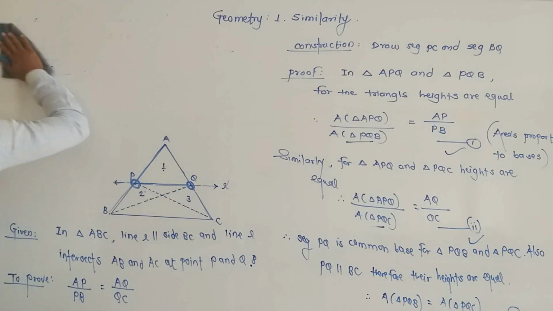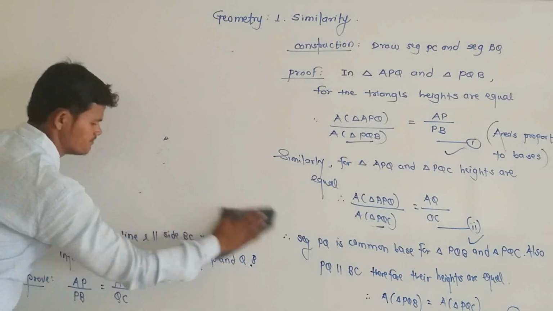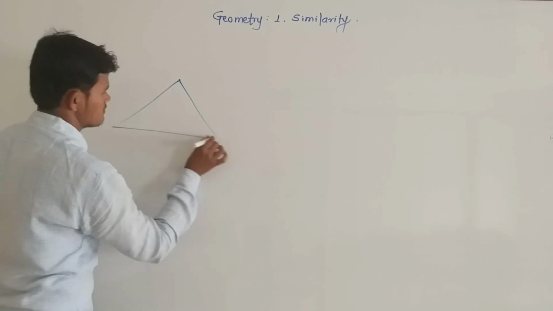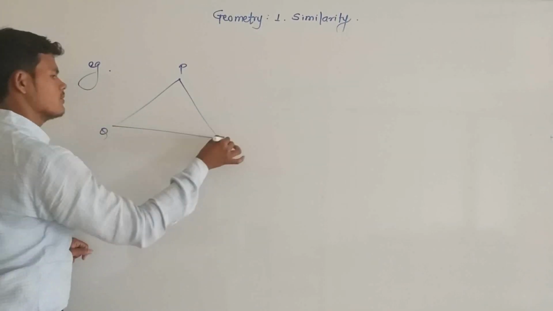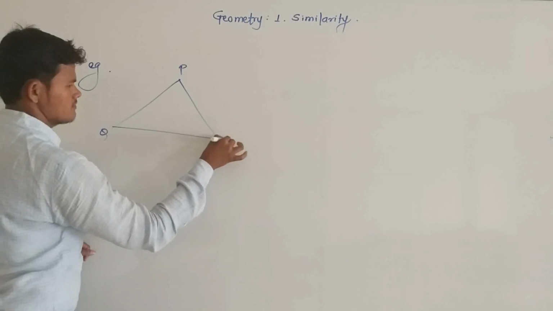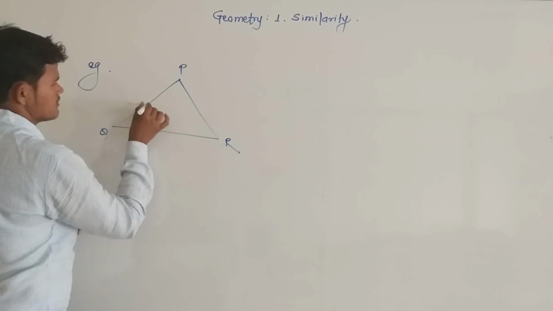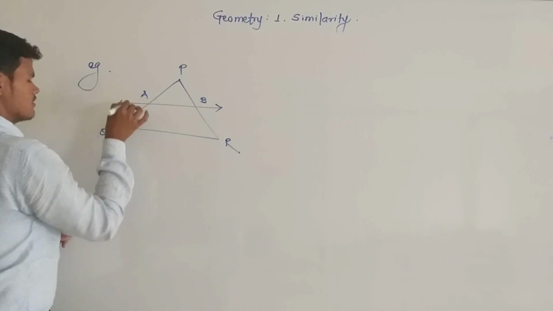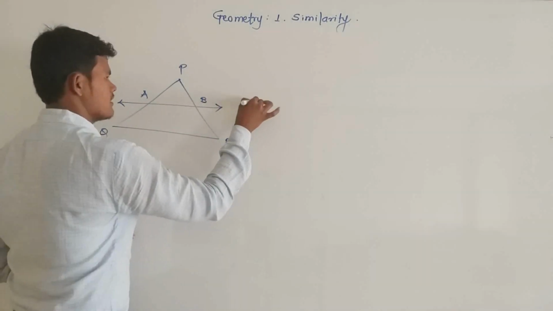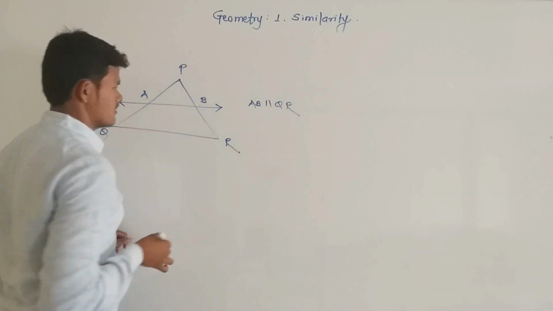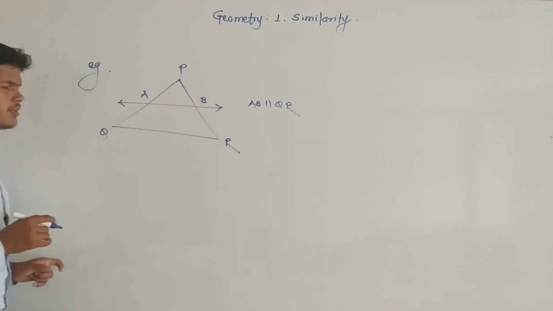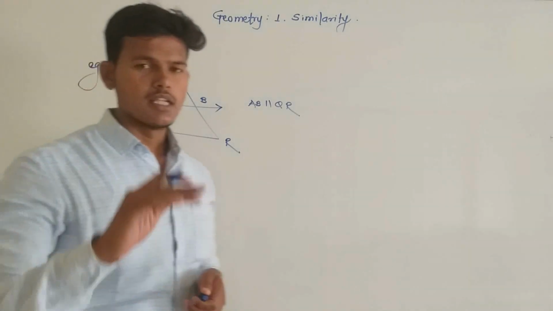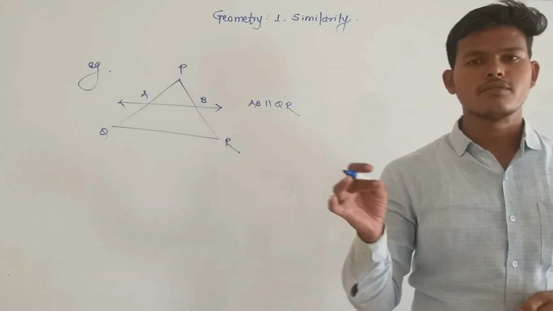Now I take some examples on basic proportionality theorem. For example, in triangle PQR, line AB is parallel to QR. So here we are given that AB is parallel to QR. So here we are applying the basic proportionality theorem. Why we are applying the basic proportionality theorem? Because a line is parallel to any one side of a triangle.